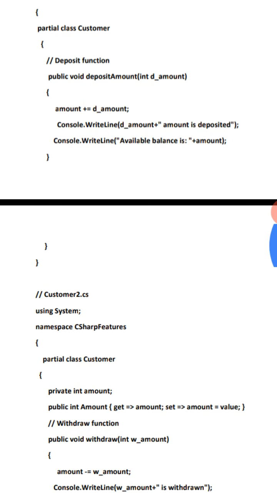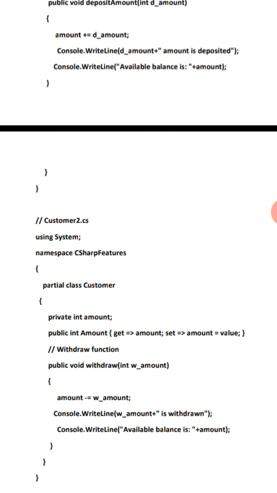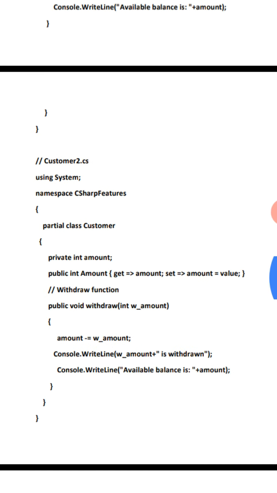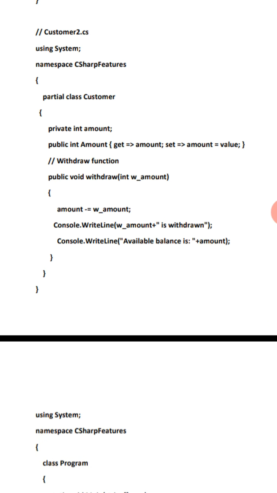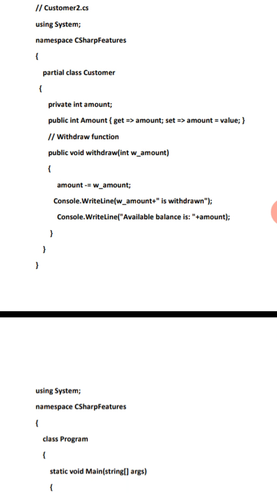Now customer2.cs. Using System namespace. Partial class Customer, private int amount. Public int Amount with get, and set: amount equals value. Withdraw function: public void Withdraw(int withdrawAmount). amount -= withdrawAmount. Console.WriteLine(withdrawAmount + " amount is withdrawn"). Next, Console.WriteLine("Available balance is " + amount).